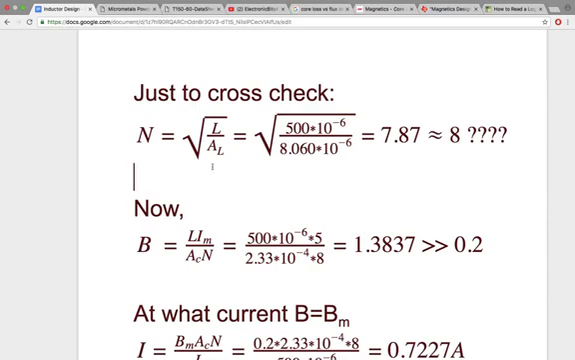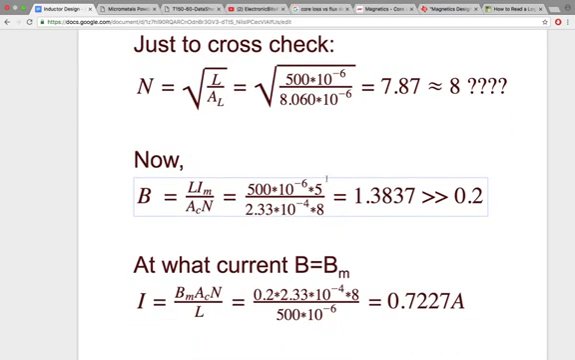So if you do winding of 8 turns without providing any air gap, you will for sure get the inductance of 500 microhenry. Okay, so you will get the inductance, not a problem. But what will happen if you pass a current of 5 ampere? To cross check, if I pass 5 ampere current, what flux density is it going to give?